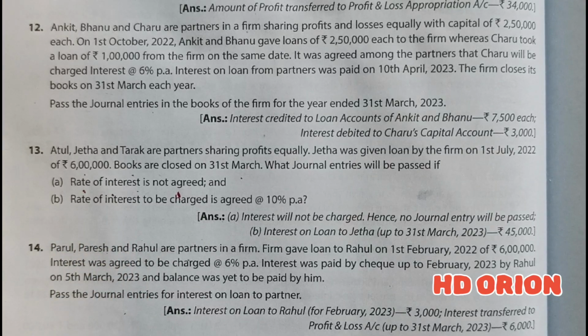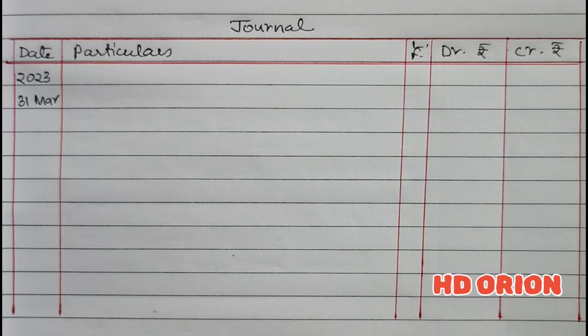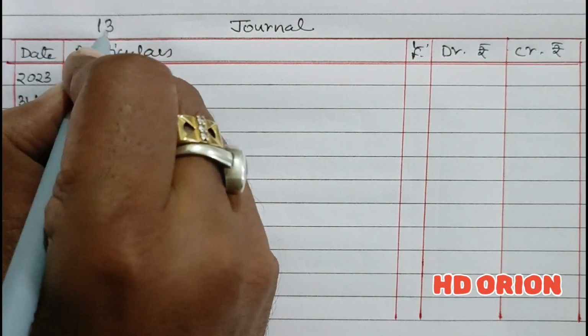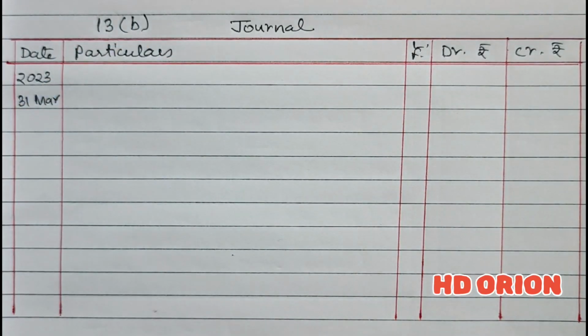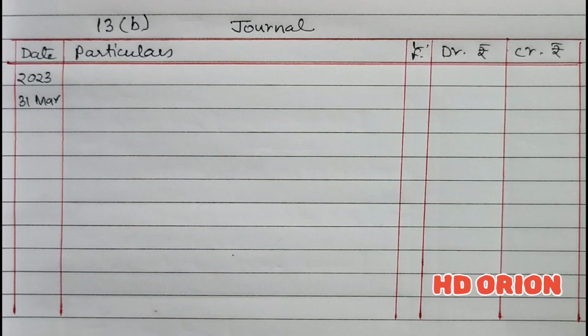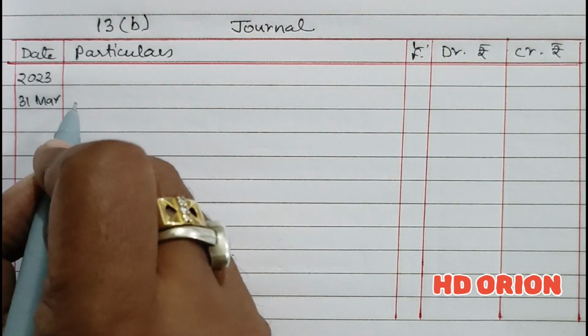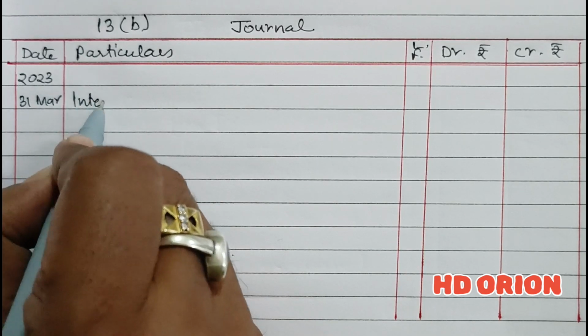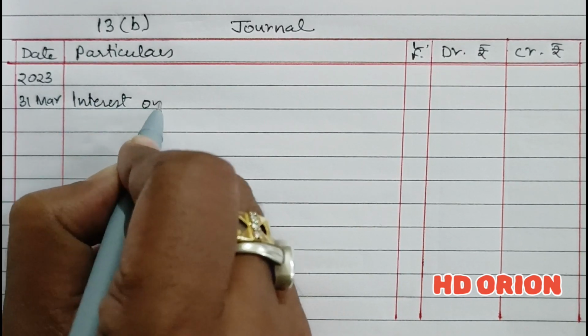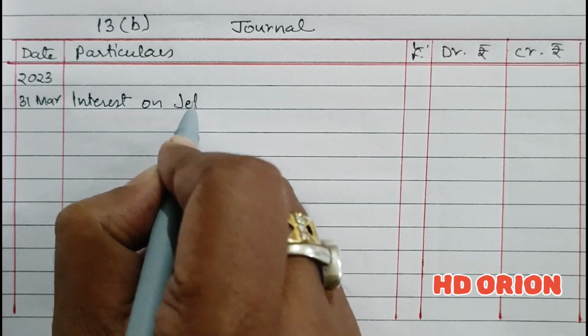So let us see the journal entries. So journal entries for solution 13B. So one of the partner Jetha has provided loan to the firm on 1st July 2022 and we have to pass journal entries for interest on such loan. Fine. So interest on loan account debited. Interest on Jetha's loan.